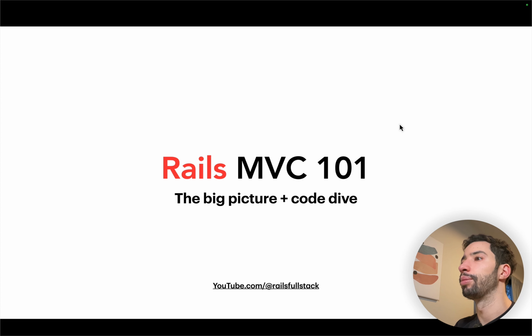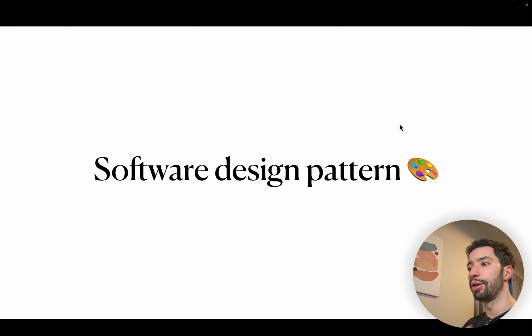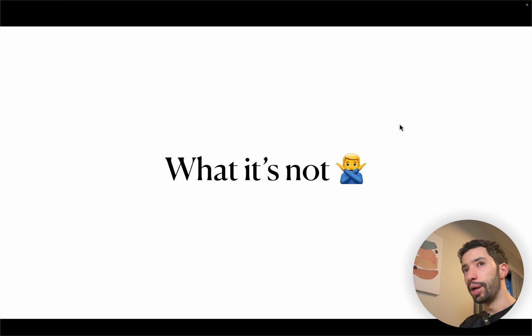In this video, we're going to talk about the MVC pattern in Ruby on Rails. So obviously, as you probably know, MVC stands for Model View Controller. It's simply a software design pattern. It's a way we design software in a certain way that is more organized. It's a way to write code, but it's not really a technical concept.